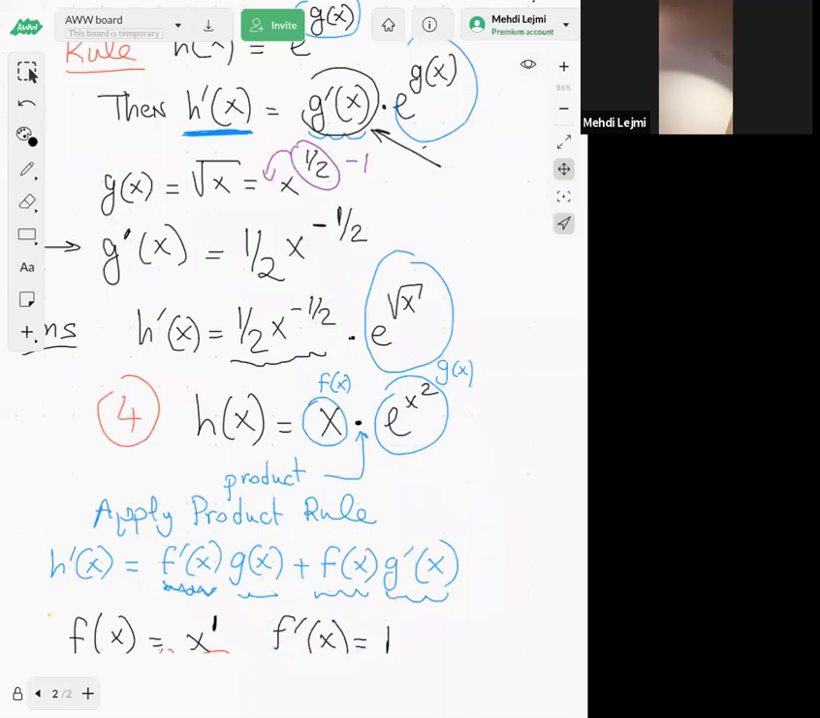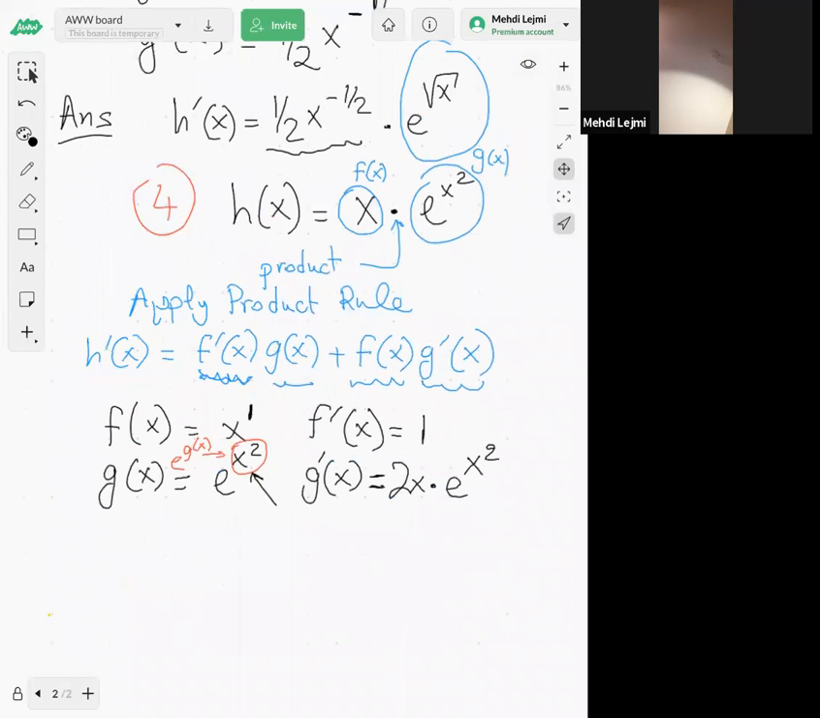So same thing here. This is e to the x squared. So derivative of x squared here in the front times e to the same power. So now I got everything. I can compute my h prime. So then h prime of x, it's f prime. That's 1. So it's 1 times g.